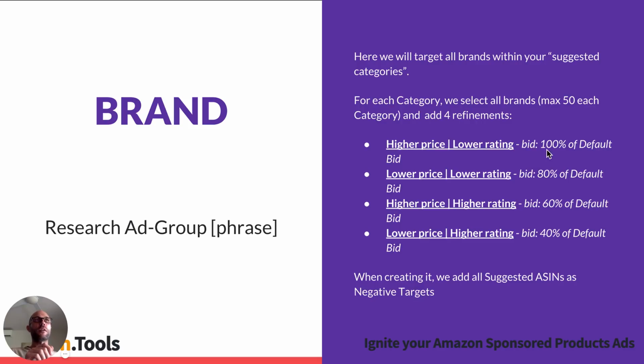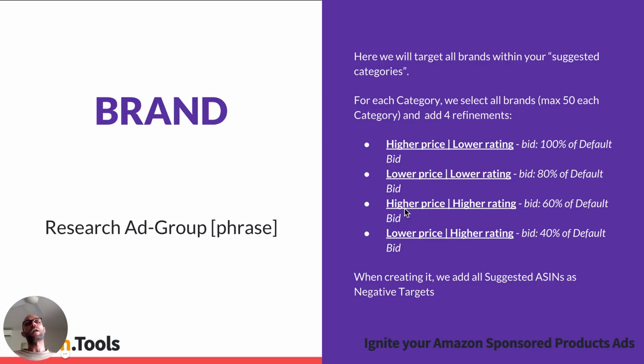So here we will use 100% of the full bid because we have the highest likelihood of conversion. Then we will bid on lower price, lower rating brands. So we filter the brand by lower price and lower rating. This has a slightly lower likelihood of conversion, so you're going to use 80% of your default bid.